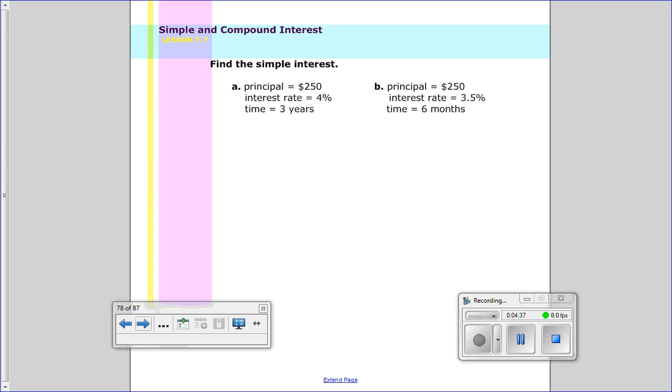So here's 2 more that I want you to do all on your own, and when you're all done, come back and check your answer. So go ahead and pause me now. All right, let's go ahead and check those.